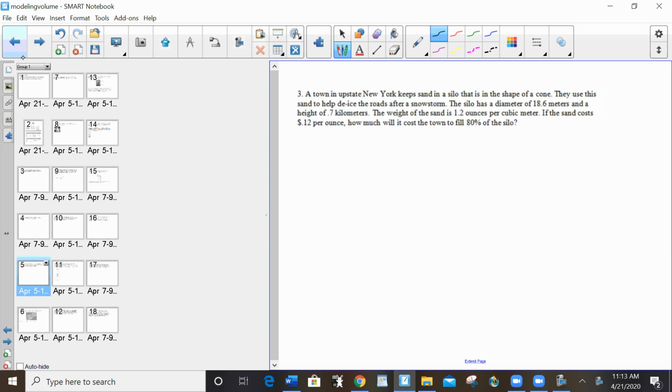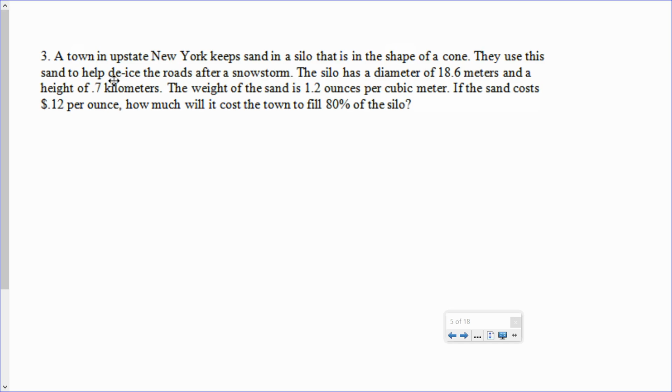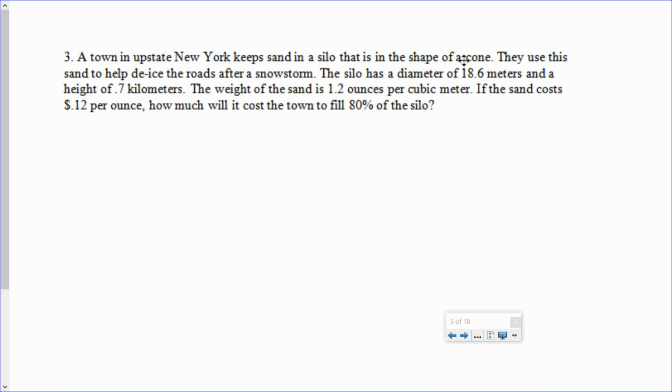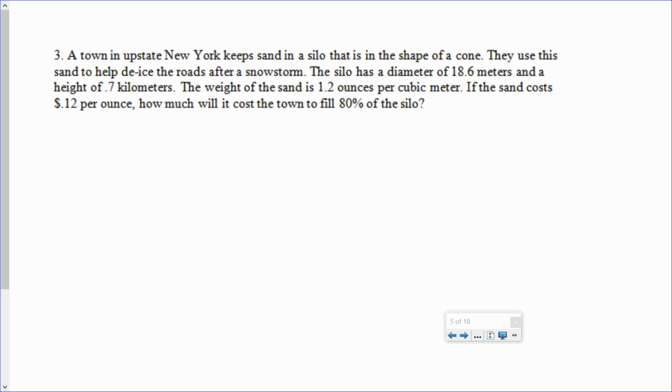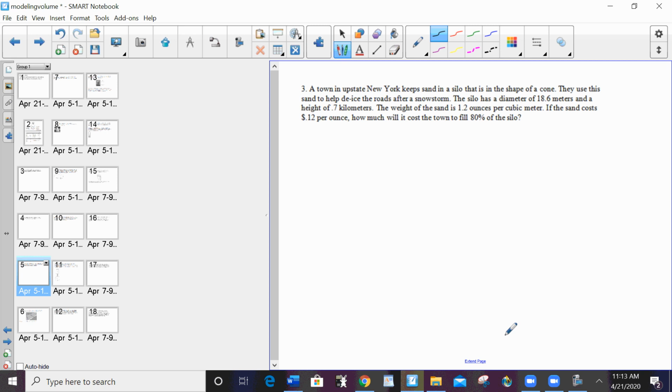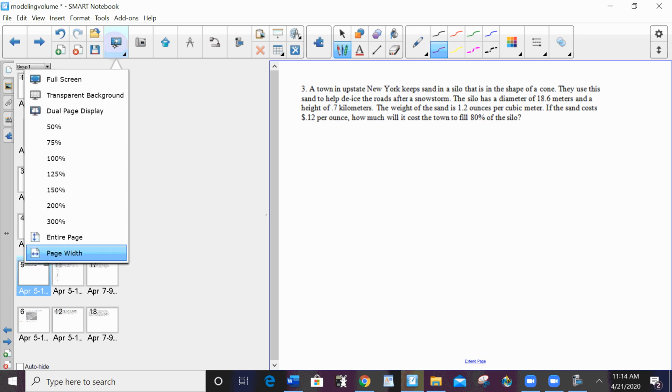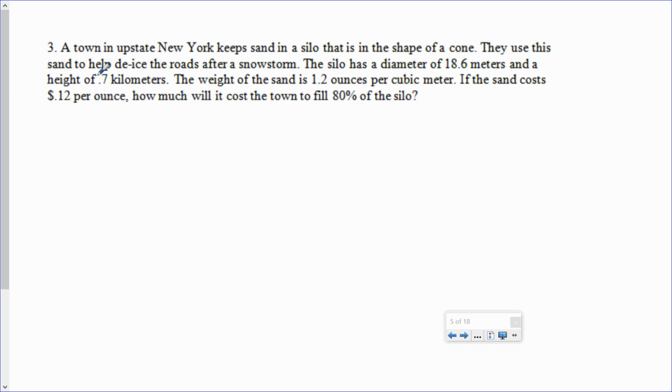Let's do them both. So number 3, a town in upstate New York keeps sand in a silo in the shape of a cone. So I know I'm working with a cone. They use this sand to help de-ice the roads after a snowstorm. The silo has a diameter of 18.6 meters and a height of 0.7 kilometers.